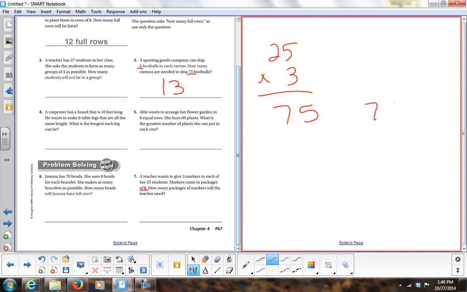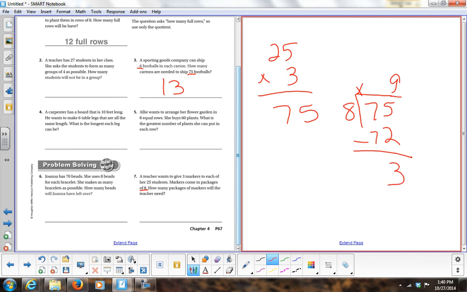Good. I'm going to go 75 divided by 8, right? Because there's 8. The markers come in packages of 8, so I need to know how many packages I need to get in order to get everybody markers. So 8 can closest to go into 75 by timesing it by what, Natalia? 9. And 8 times 9 is 72. 5 minus 2 is 3.